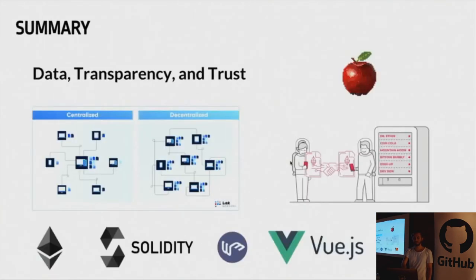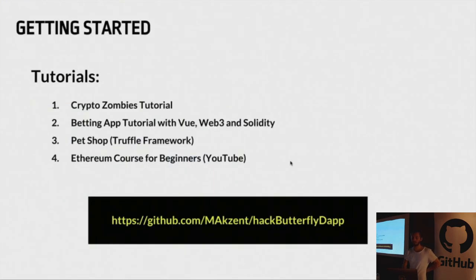Summary. We talked about data, transparency, trust, we talked about apples, we talked about centralized versus decentralized, smart contracts, and full stack decentralized apps. If you want to get started yourself, this is what helped me. I had a high level surface idea of blockchain and crypto stuff, but mostly from the business side of things. So I started, I would say, a month ago to dive into the tech side of things. This really helped me to learn all that.